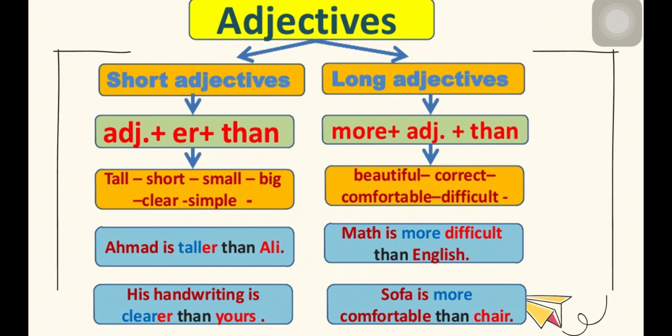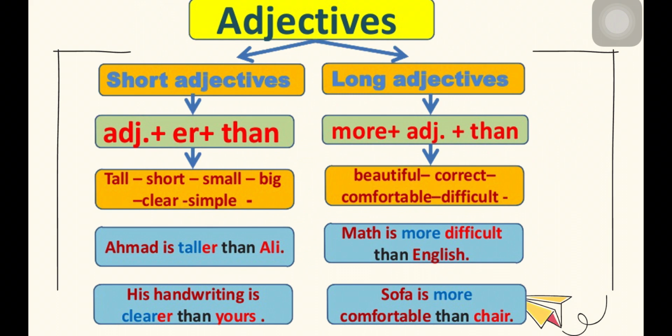So with an adjective that has a long sound, you have to add more before that adjective, then plus than when we compare. But for an adjective that has a short sound, like tall, short, small, big, we have to add er after the adjective. Okay, yes, very good, everyone.